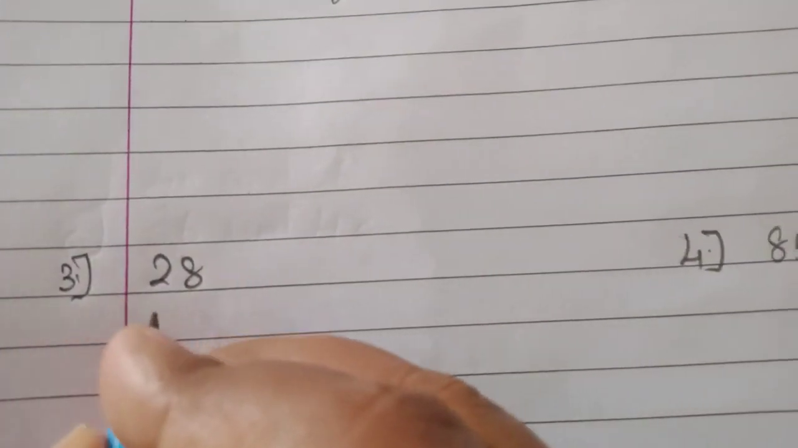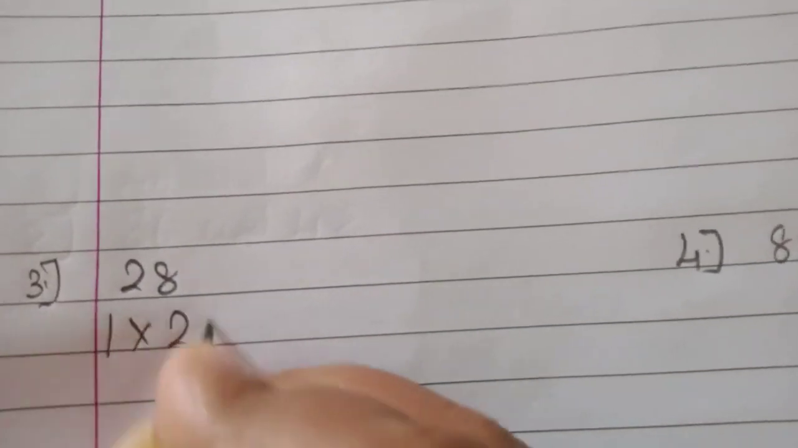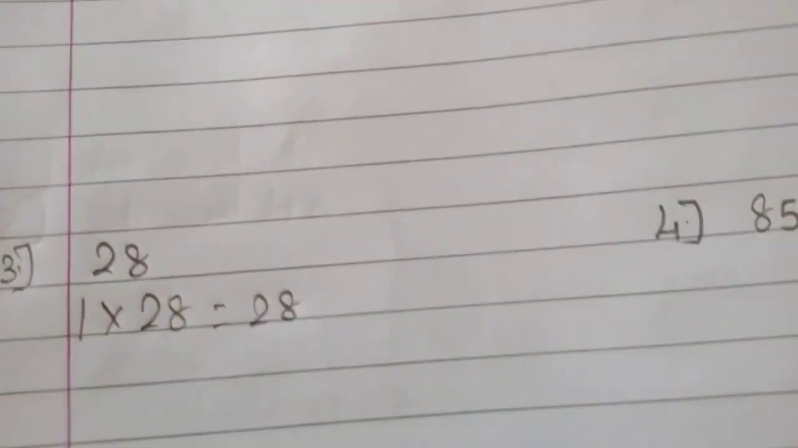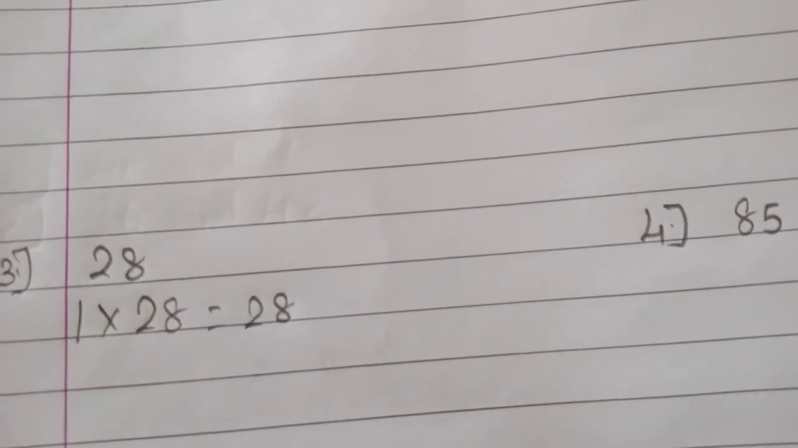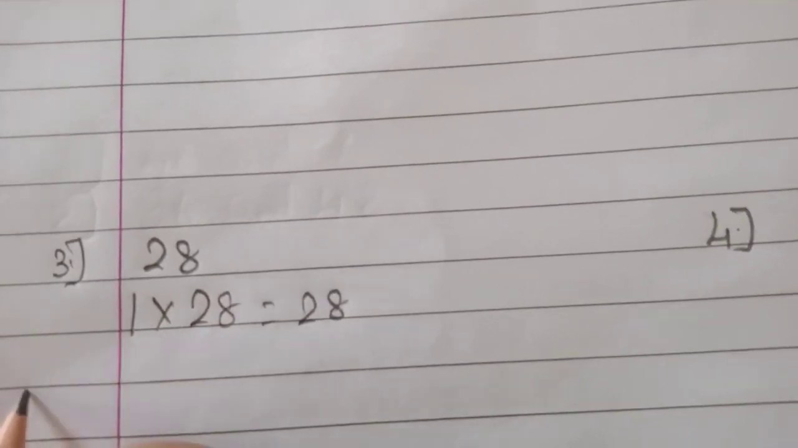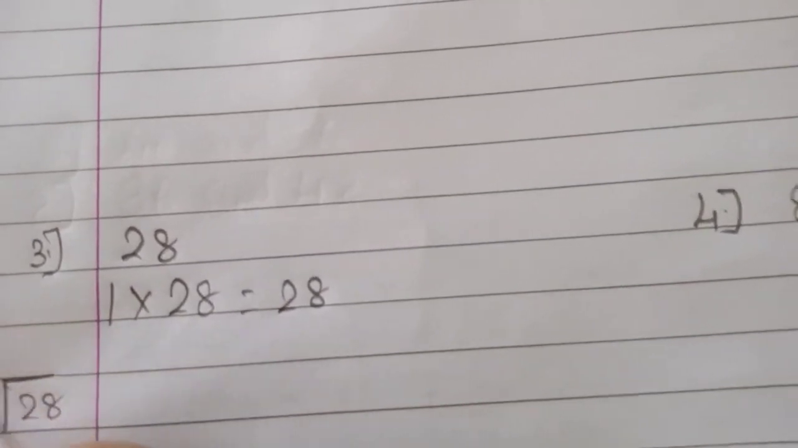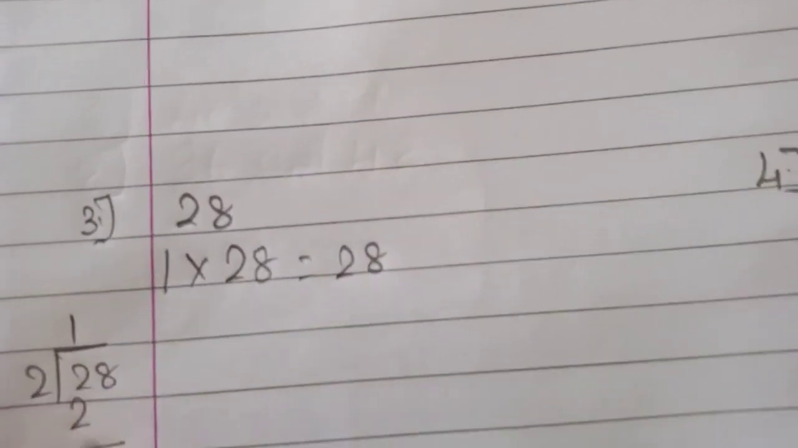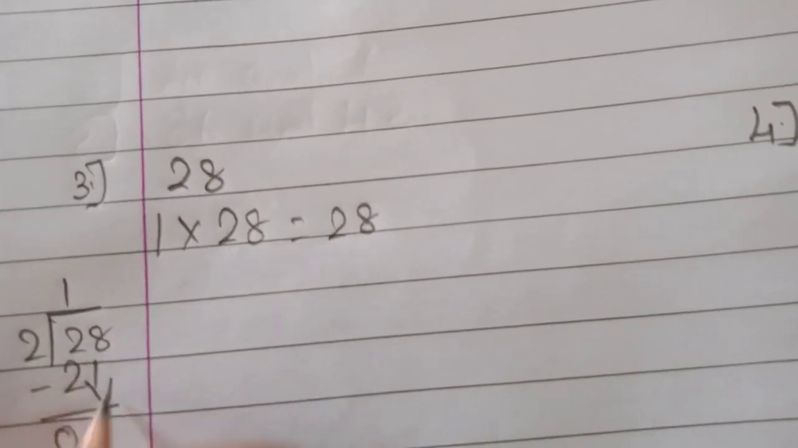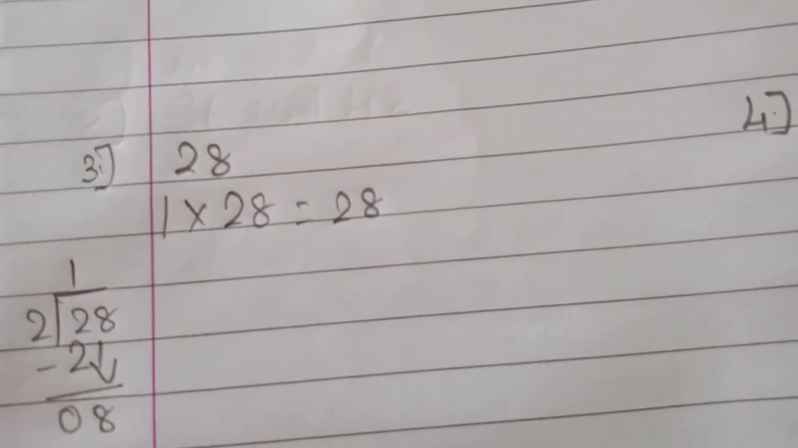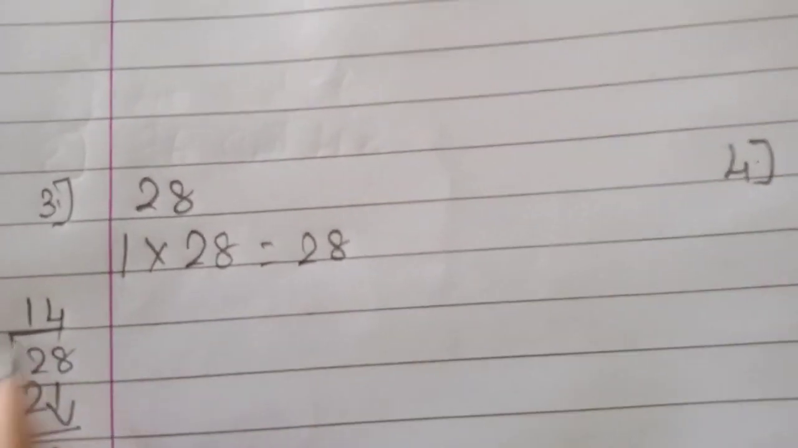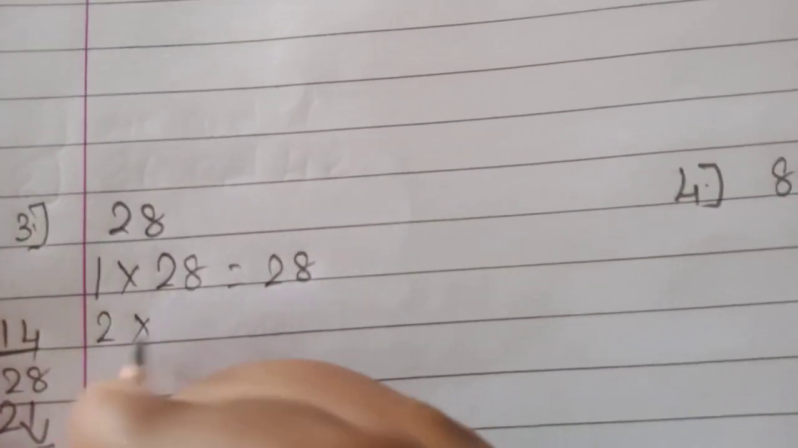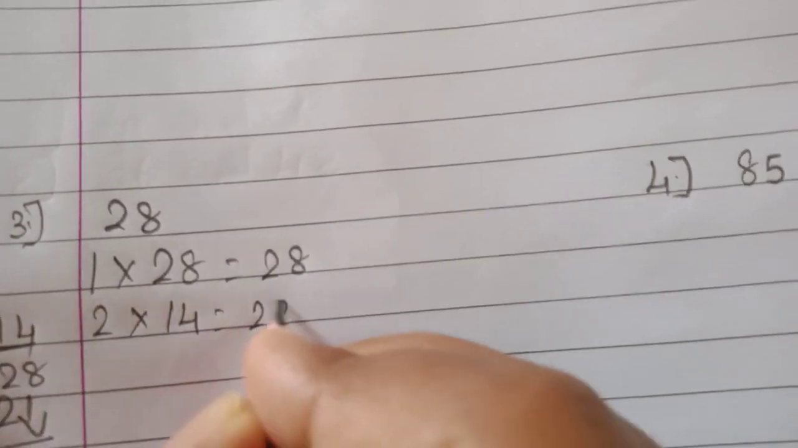Now number 3 is 28. So first what will we try? Yes, 1 28 is 28. Then in the 2 table, see which digit is in the 1's place. An even number is there, so it is divisible by 2. Yes, so we will divide and see when 28 comes in the 2 table. 2 1s are 2, so 2 minus 2 we get 0. This 8 we bring down. In the 2 table, 2 4s are 8. So 2 14s are 28. So we will write here 2 14s are 28.